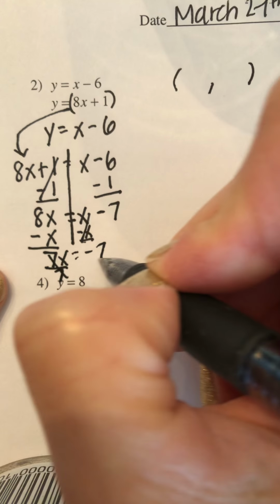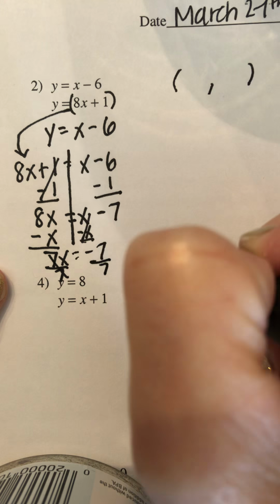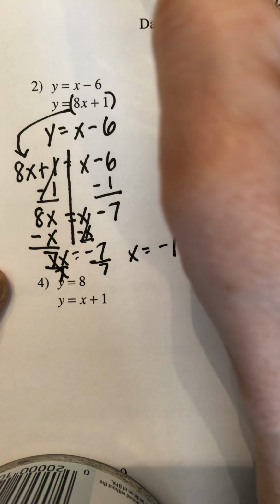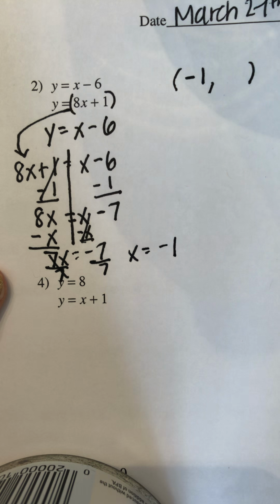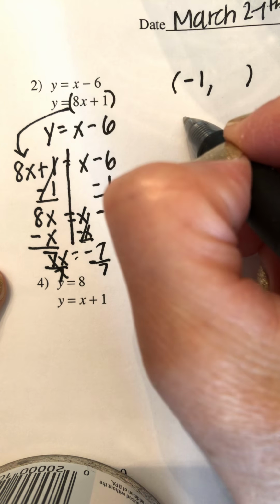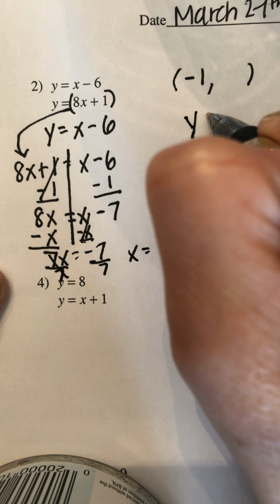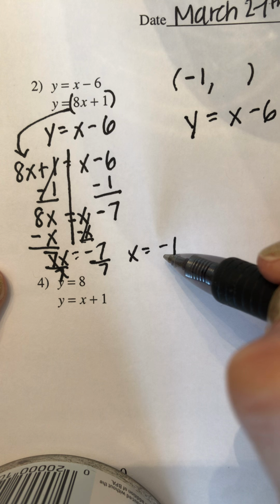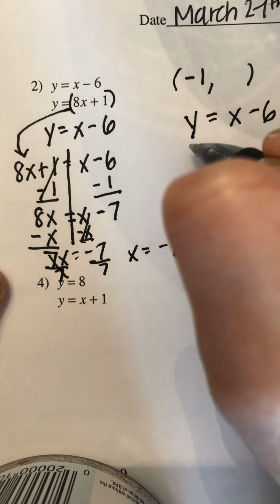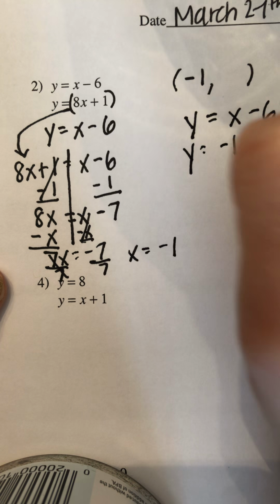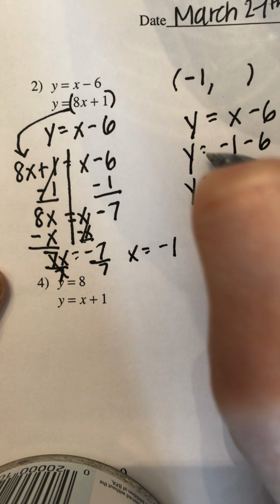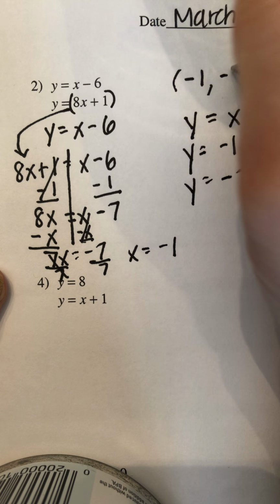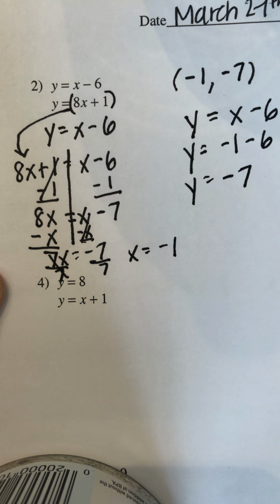Divide both sides by 7. X equals negative 1. So now we know that x equals negative 1. So up here we're going to say negative 1 for our x value. This should make it a lot easier now. Let's take our first equation again. Y equals x minus 6, and we know our x equals negative 1, so I'm going to say y equals negative 1 minus 6. Y equals, and we'll combine like terms, negative 1 minus 6 is negative 7. So your answer to number 2 is negative 1, negative 7.